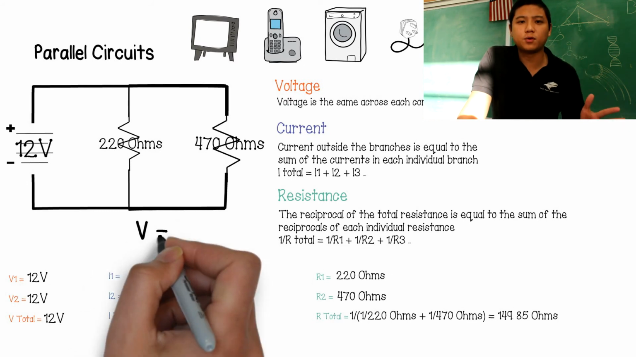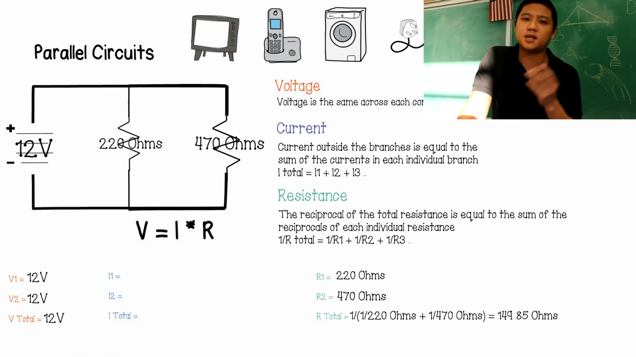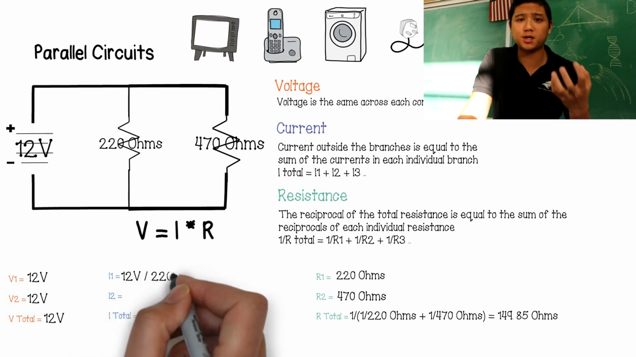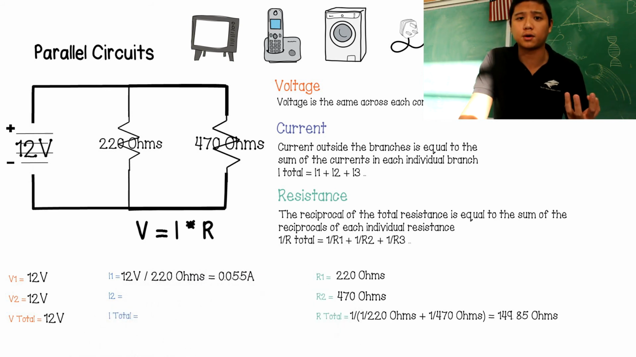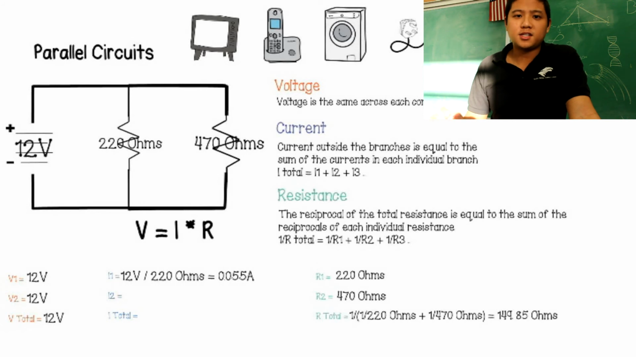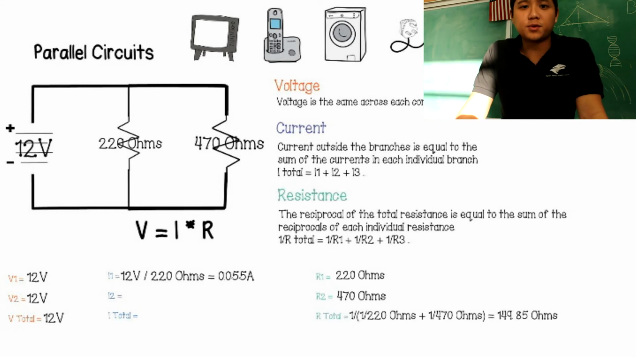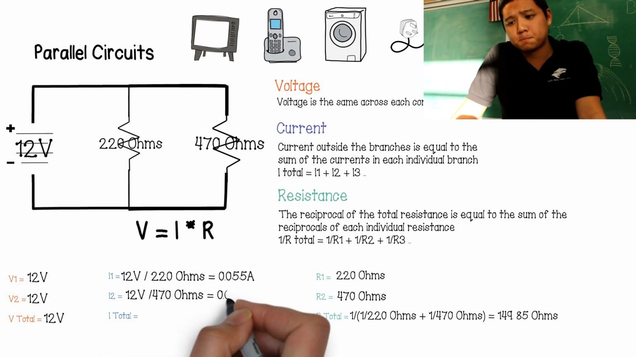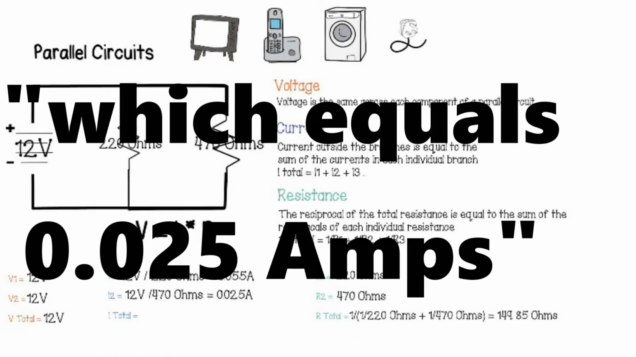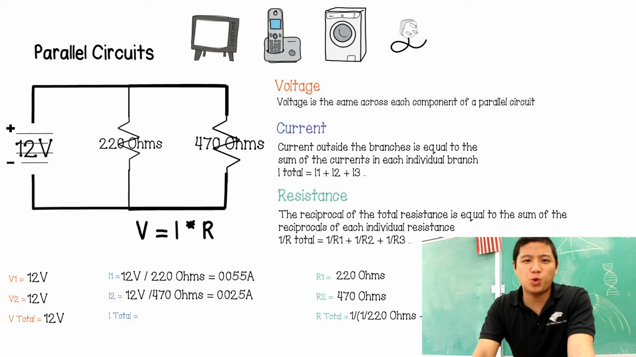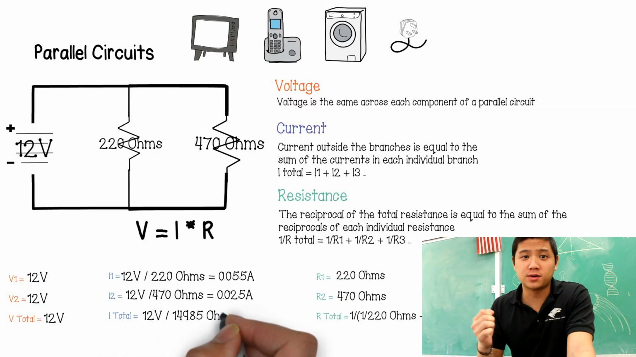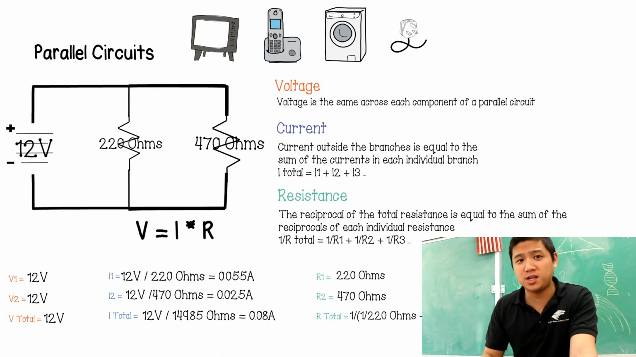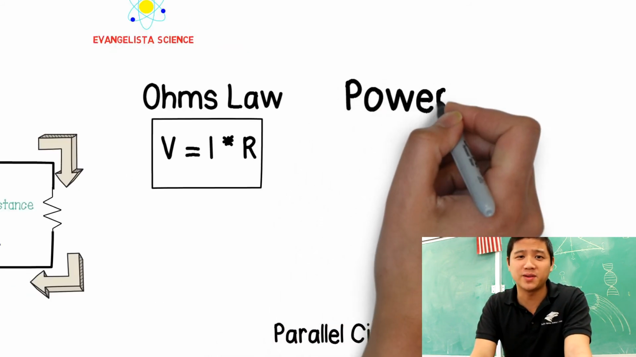Alright, so we have all of our voltages, we have all of our resistances, and so since we have two of those variables, we can use Ohm's law to figure out all of our currents. So our current across resistor 1 is going to be 12 volts divided by 220 ohms. This is equal to 0.055 amps. Our current for resistor 2 is 12 volts divided by 470 ohms. We can also see that if you added up current 1 plus current 2, it would equal the total current, and that's in a parallel circuit.